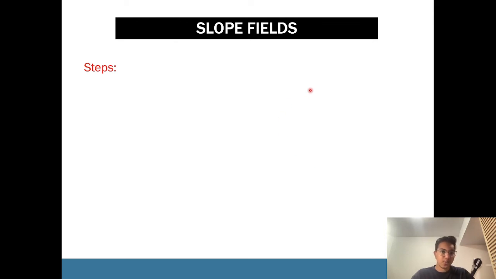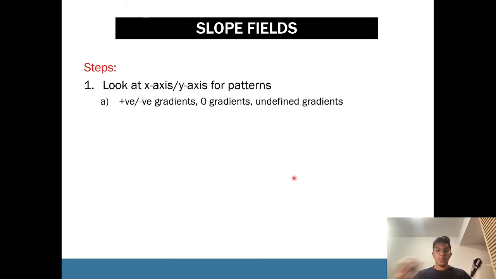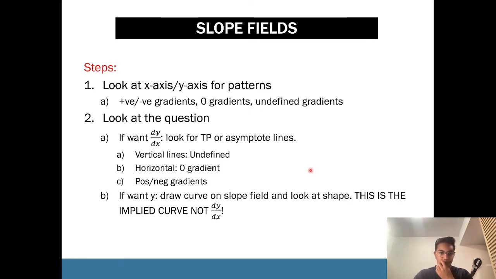All right, so the steps with slope fields is you want to look for some of the patterns, right? So when you have positive gradients, negative gradients, zero gradients, or undefined gradients, and you want to look at your actual functions. With multiple choice, they'll give you a slope field, and then they'll say, use this to work out what function is given. So you want to use things like when the gradient function is equal to 0, when it's positive, when it's negative, when it's undefined, to figure out what the actual equation could have been.